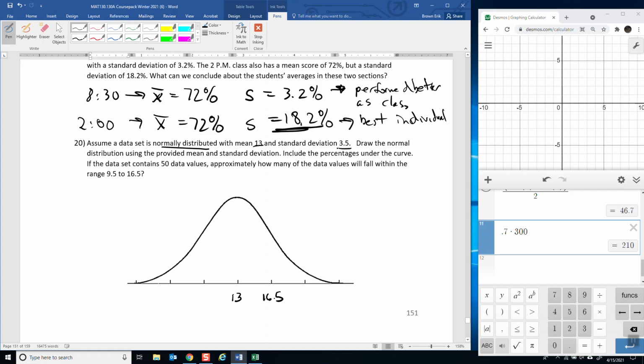That's 13 plus 3.5. The next one is going to be 20. Again, that's 16.5 plus 3.5 again. So that was adding 3.5 twice to this 13. And then the last upper bound is 23.5. So this is plus 1, plus 2, plus 3 standard deviations above. And then below, we're going to subtract. So we got a 9.5, a 6, and a 2.5.